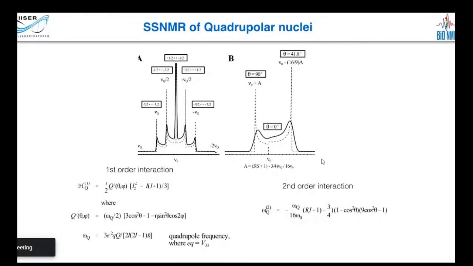The problem is that there are two types of interaction: the first order interaction, and the second order interaction. The first order interaction has this nice 3 cos square theta minus 1. So you put it at the magic angle, it should be very good. Now you can spin it, and the splitting and this pattern will disappear, just like your CSA has gone, or gone into the sidebands. But the problem is the second order interaction. That second order interaction is not just 3 cos square theta minus 1, it also has a 9 cos square theta minus 1. That will not go at 54.75.